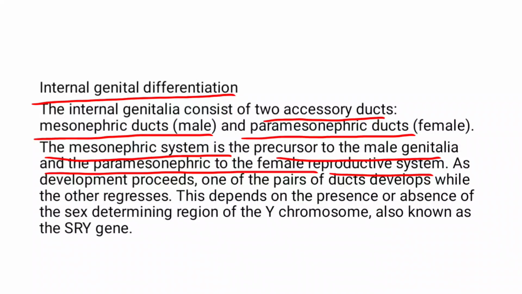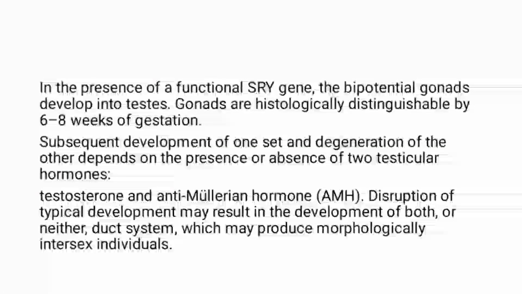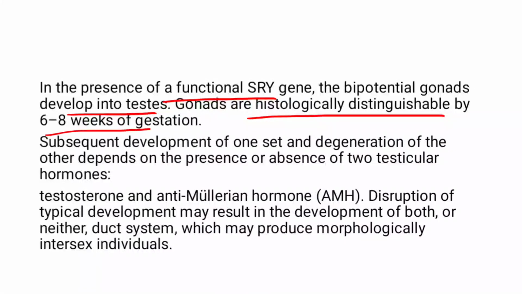As the development proceeds, one of the pairs of ducts develops while the other regresses. This depends on the presence or absence of the sex determining region of Y chromosome, also known as SRY gene. In the presence of functional SRY gene, the bipotential gonads develop into testes. Gonads are histologically distinguishable by 6 to 8 weeks of gestation.